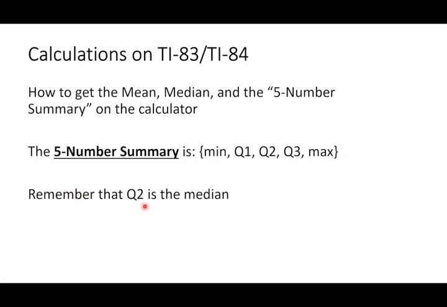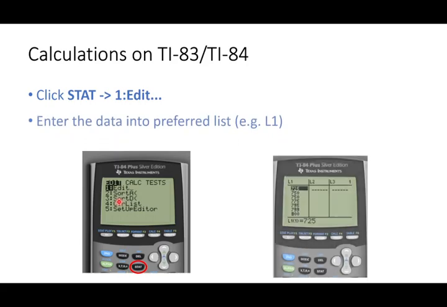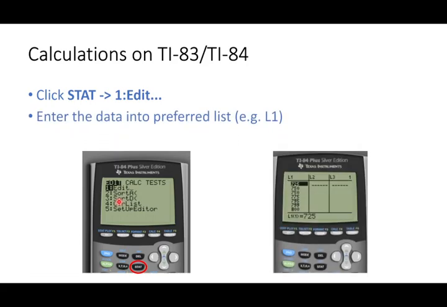Also remember that Q2 is the median. They're the same thing. So how we would do it is, we've seen this before. You're going to hit Stat. Then you're going to choose the Edit menu option, which will pull up the little lists. Take the data and enter it into a list. It doesn't really matter which one you do. You just need to remember which one you put in for the next step.